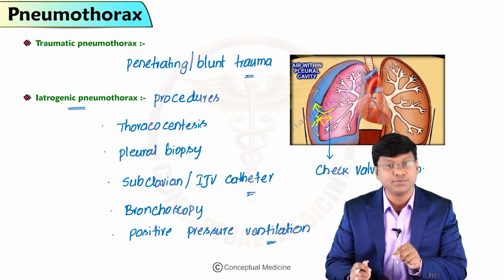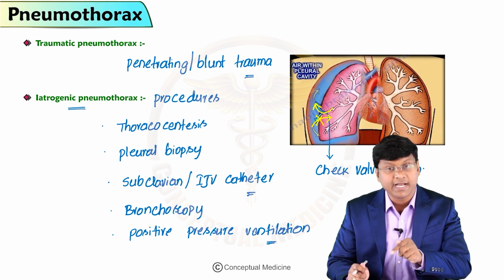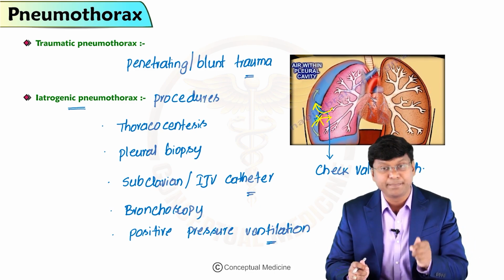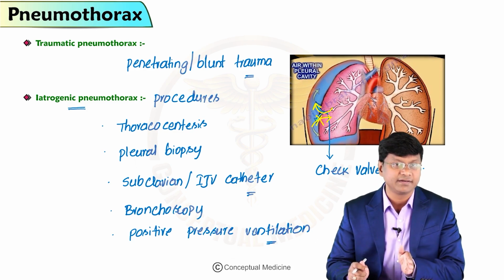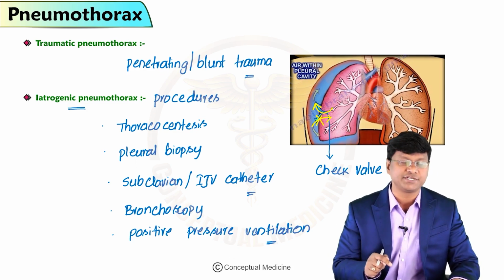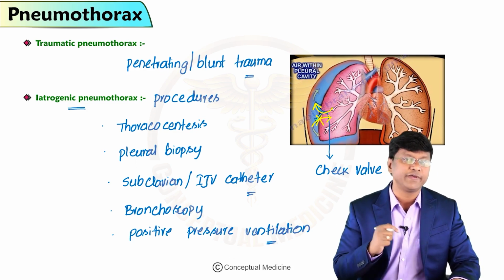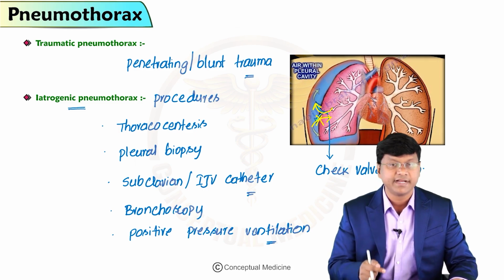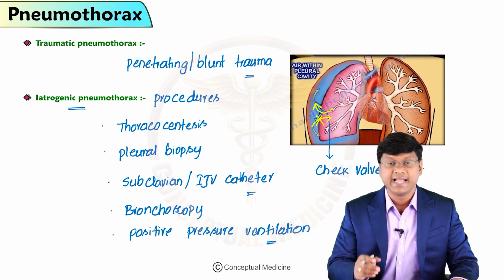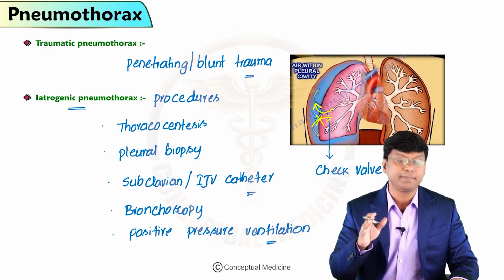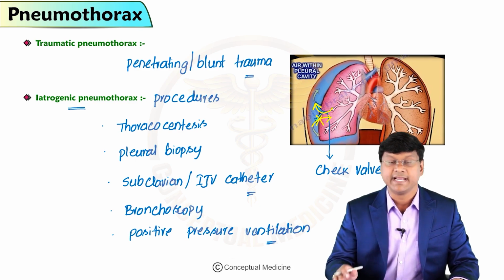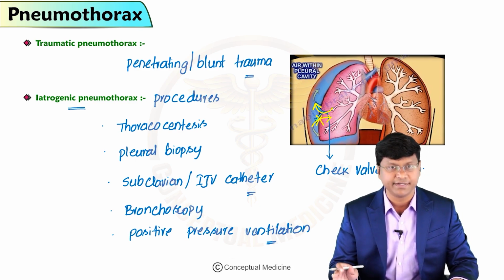What does this check valve do? This check valve will allow air to enter into the pleural space on inspiration, but it will prevent the egress of air on expiration. And with every inspiration, there will be accumulation of air within the pleural space. And thereby, the pleural pressure is so high compared to your venous pressure. And that is the reason why the venous return will be reduced.